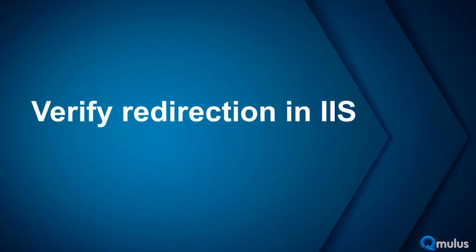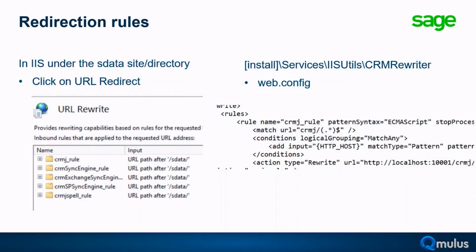So now that we fixed the connection and it's connecting and still it doesn't work, well, next step, verify your redirection in IIS. So the redirection rules that I spoke about earlier gets used for when a request comes into IIS and it needs to get redirected to our Tomcat service. So what basically happens here is a request comes in either to CRM or to the S data site, and S data then needs to follow a set of rules. Those rules are our redirection rules.